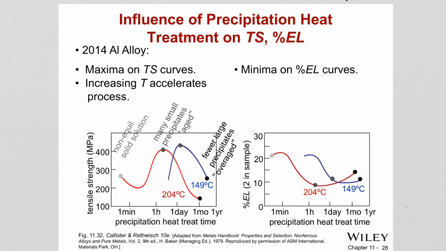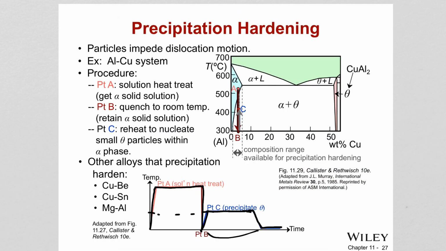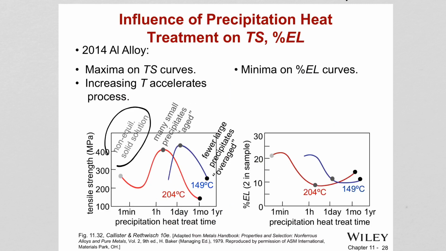Now we are seeing how precipitation hardening affects the tensile strength and ductility. So we have a certain aluminum alloy, and we are seeing how the tensile strength is changing with time. We start with the non-equilibrium solid solution, meaning you are at point B. With time, the tensile strength is increasing.